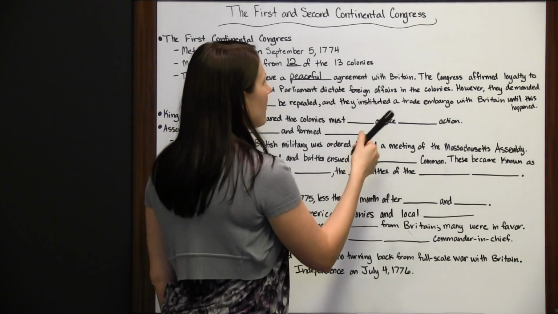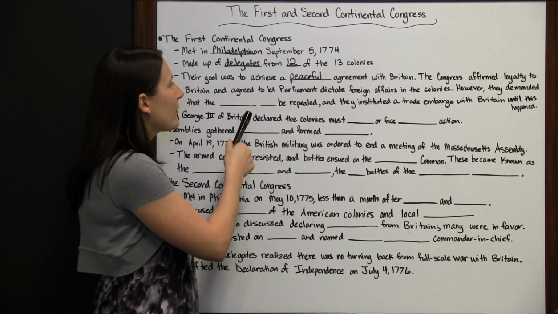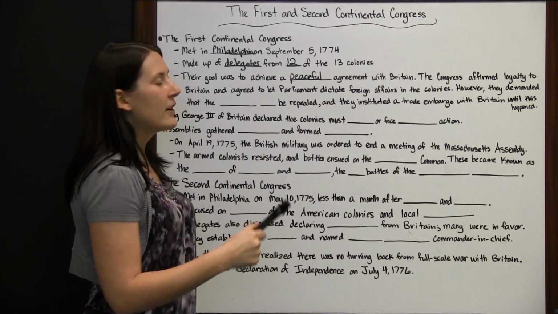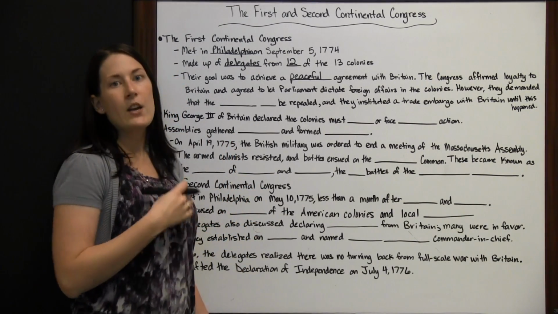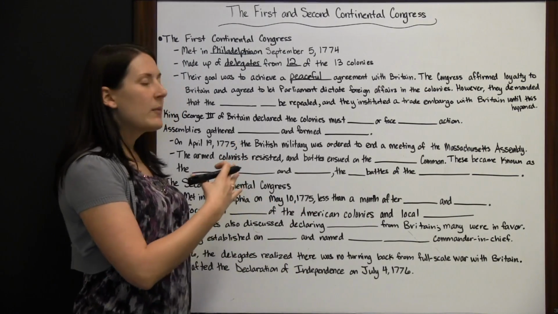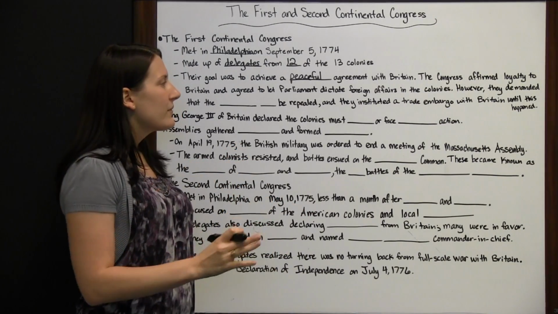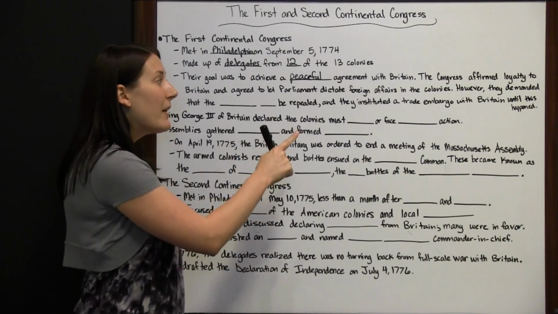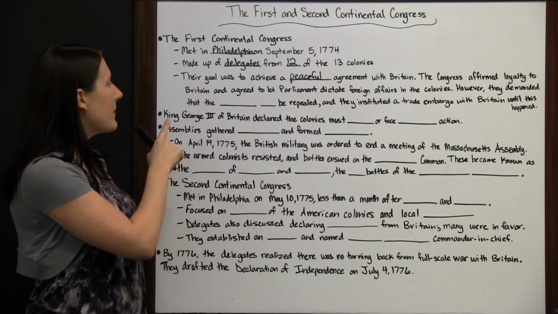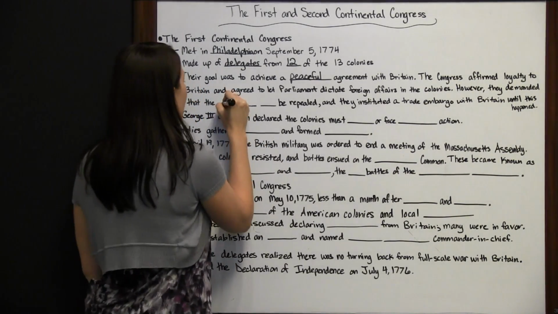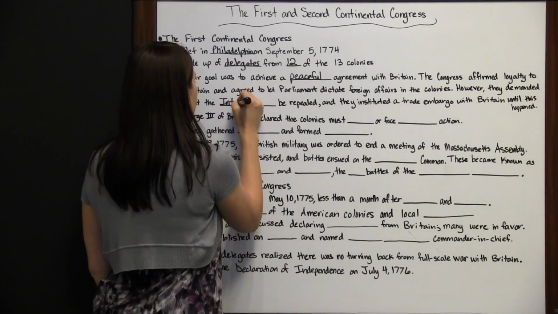So, the Congress affirmed loyalty to Britain and agreed to let Parliament dictate foreign affairs in the colonies. So they said, okay, Britain, we're loyal to you. Parliament can say what goes on with the foreign affairs in the colonies. However, these colonists demanded that the Intolerable Acts be repealed.